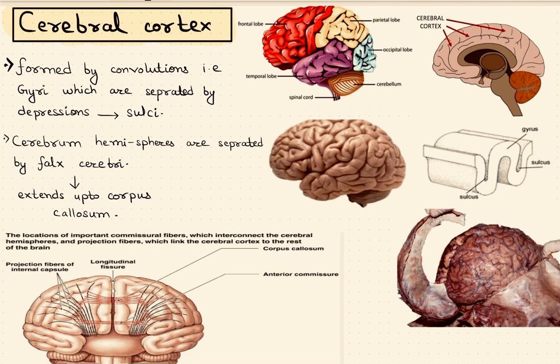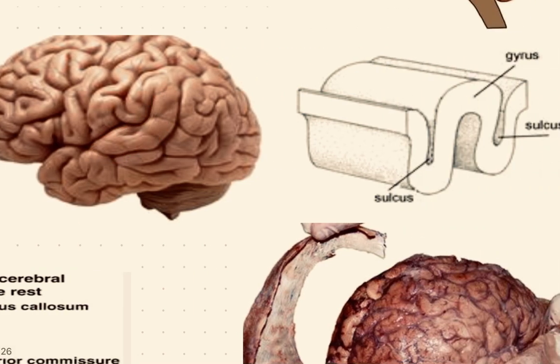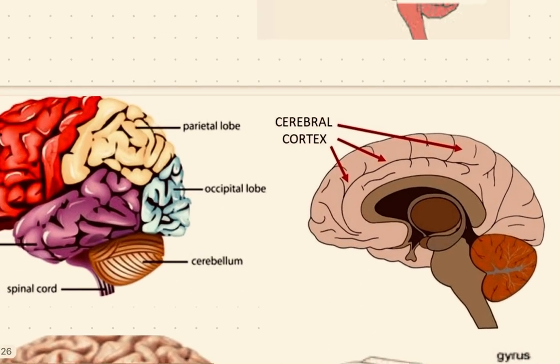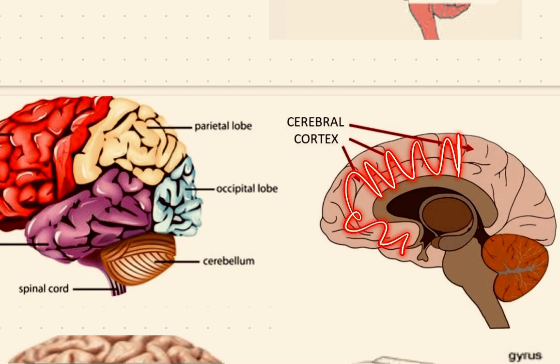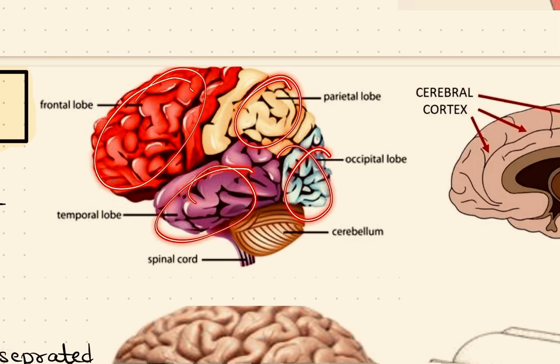What is the cerebral cortex? Cerebral cortex is the region which is formed by the convolutions that are gyri and sulci. If you see, this is a typical cerebrum where you are seeing these convolutions. These convolutions or ridges are gyri, and the depressions here are sulci. So these elevations are the gyrus and the depressions are sulcus. So these form the cerebral cortex. This region is the cerebral cortex of cerebrum. As I said, this is the frontal lobe, parietal, temporal, and occipital.